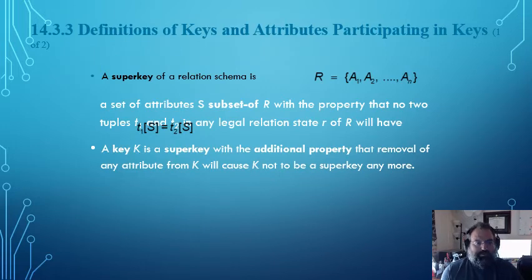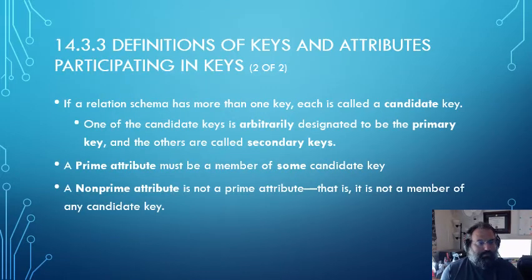A superkey: for a relation schema R of A1 through An, a set of attributes S, a subset of R, with the property that no two tuples t1 and t2 in any legal relation state of R will have t1[S] equal to t2[S]. A key is a superkey with the additional property that removal of any attribute from K will cause K not to be a superkey any longer. If a relation schema has more than one key, each is called a candidate key. One of the candidate keys is arbitrarily designated to be the primary key, and the others are called secondary keys.